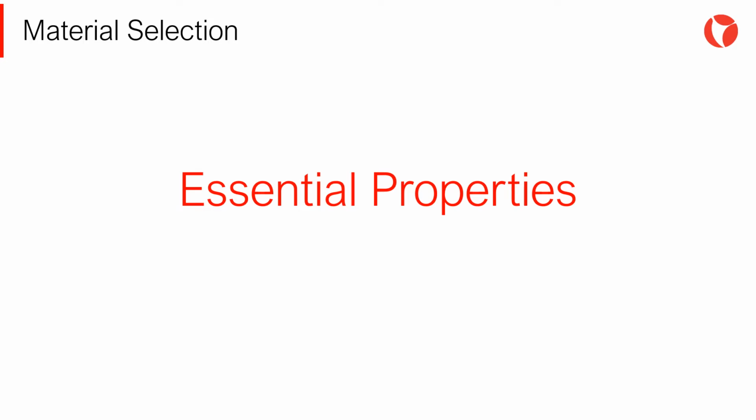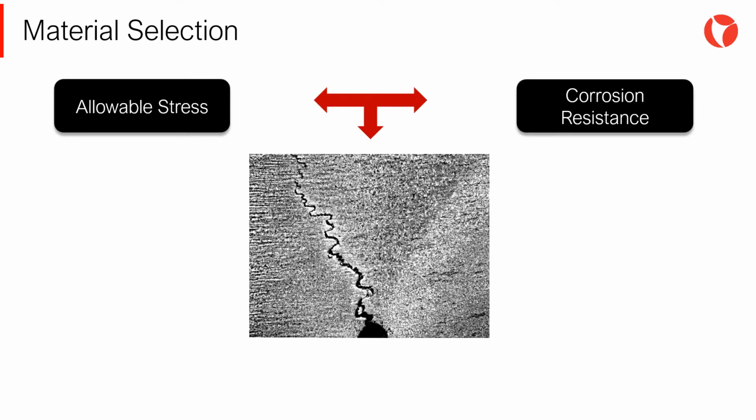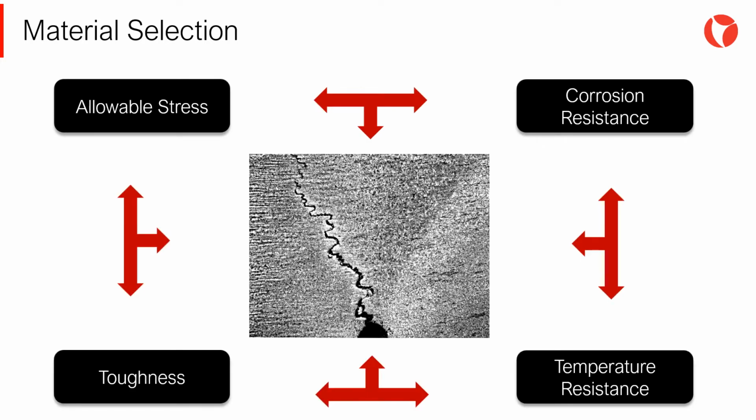Selected materials must withstand the effects of corrosion and must be strong enough to withstand design pressures and temperature, at the same time arriving at a practical design. In order to select an adequate material for a concrete application, the following properties shall be evaluated: allowable stress, corrosion resistance, temperature resistance, and toughness or resilience.